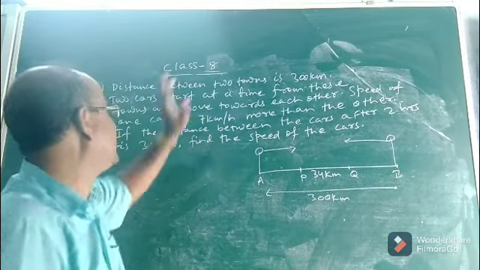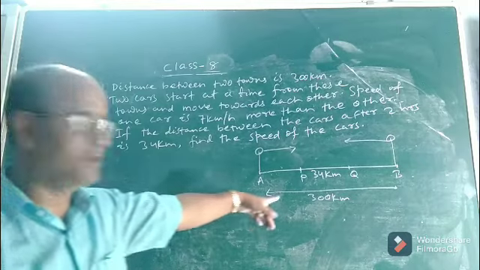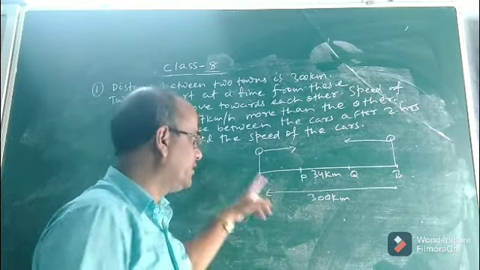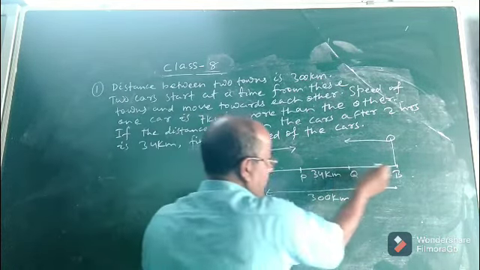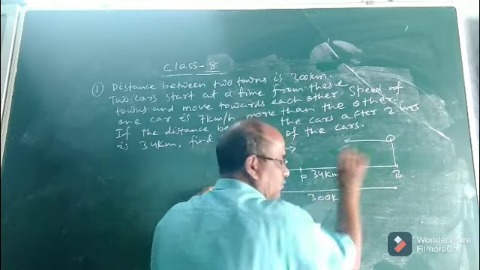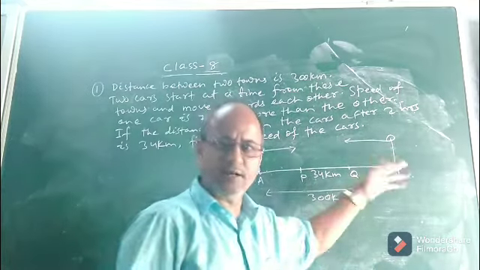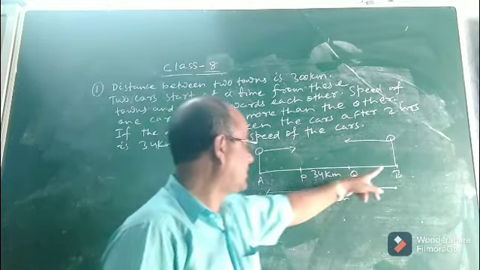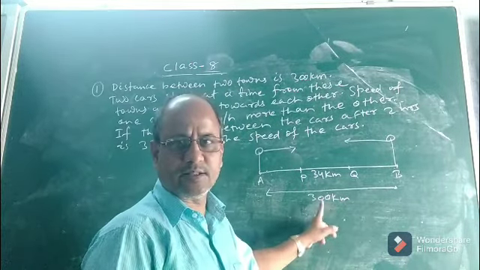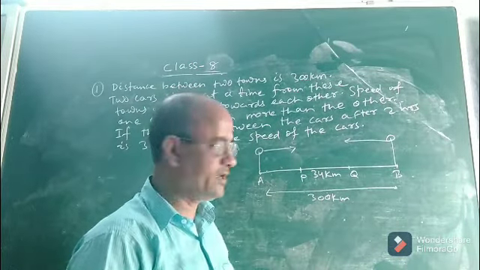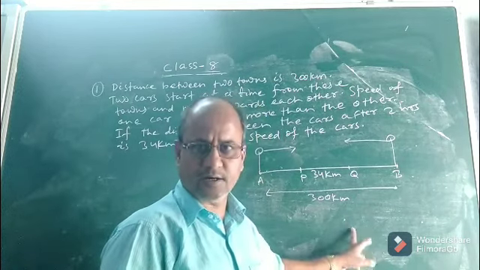See, the question is written here. What is the meaning of the question? I have drawn the figure also. Suppose A and B are two towns, any two towns. Now the distance between the two towns is given, say 300 km. They are apart from one another by 300 km.